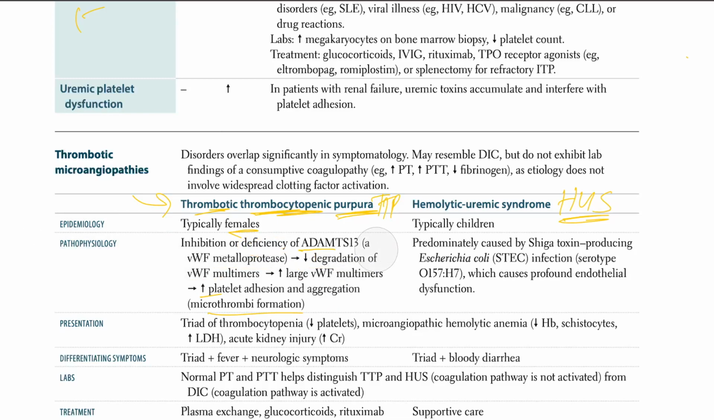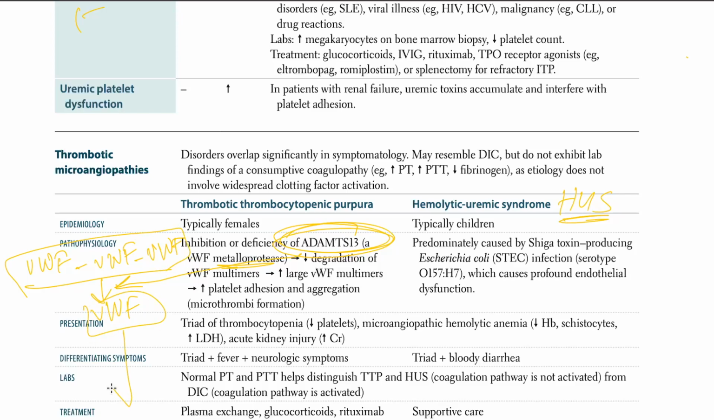So for the pathophysiology, let's go back a little bit. We have von Willebrand factor, and they are present in multimers like this, and they have to become monomer for them to be degraded. And who does that? That is done by this enzyme, a metalloprotease, which is ADAMTS13. It makes it monomer. That multimer becomes monomer and gets degraded.